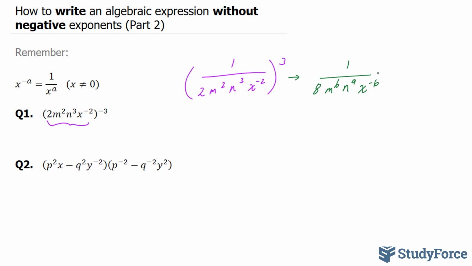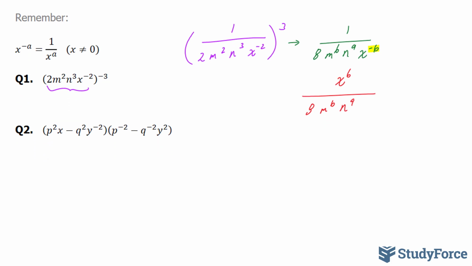Now the goal of this lesson is to show you how to write expressions without negative exponents. So we still have this as a problem, and we need to somehow change this negative 6 into a positive 6. All you do is take your x, put it at the top, and change the negative 6 to a positive 6, so it becomes 1 times x to the power of 6, so x to the power of 6 over 8 m to the power of 6 n to the power of 9, and that expression right there is one written without negative exponents. Let's move on to question 2.